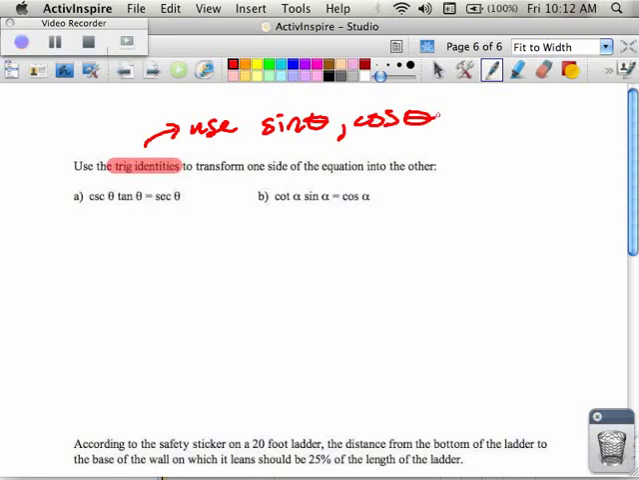So in this first example, what I notice is that I have a cosecant, I have a tangent, and I have a secant. If I talk about the cosecant, and I want to talk about sines and cosines, that cosecant is really 1 over the sine, because it's a reciprocal of that. If I talk about the tangent in sines and cosines is the same thing as the sine over the cosine.